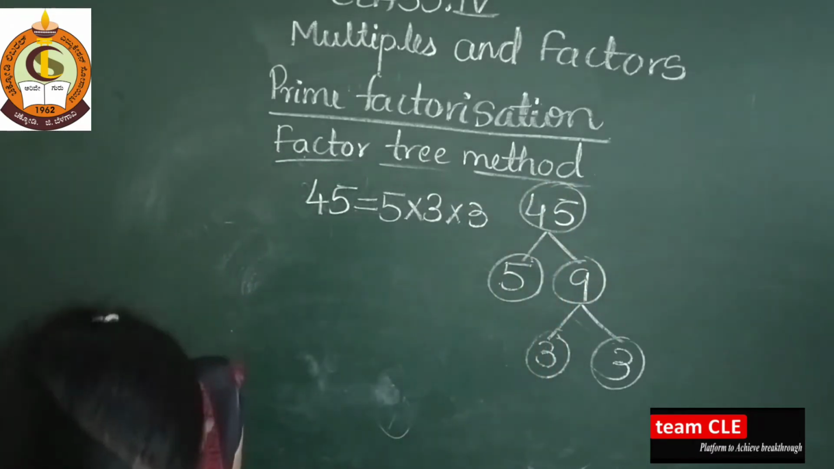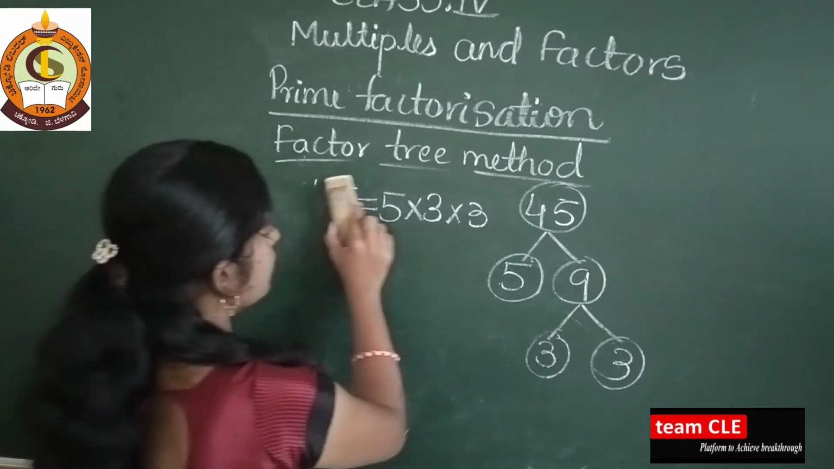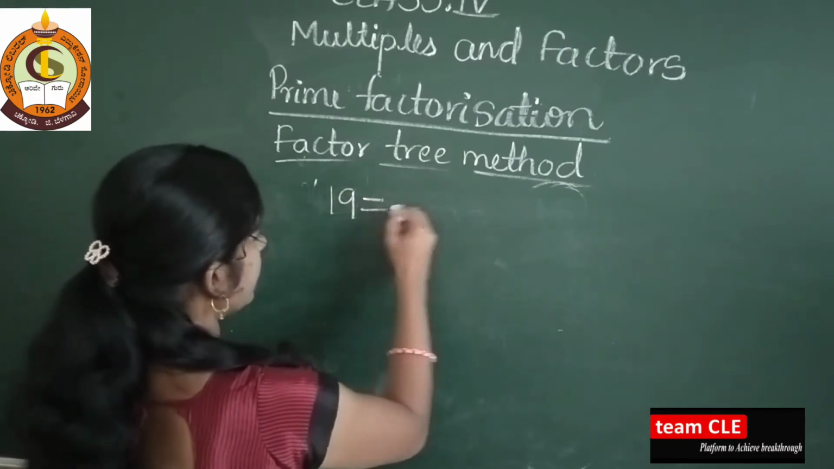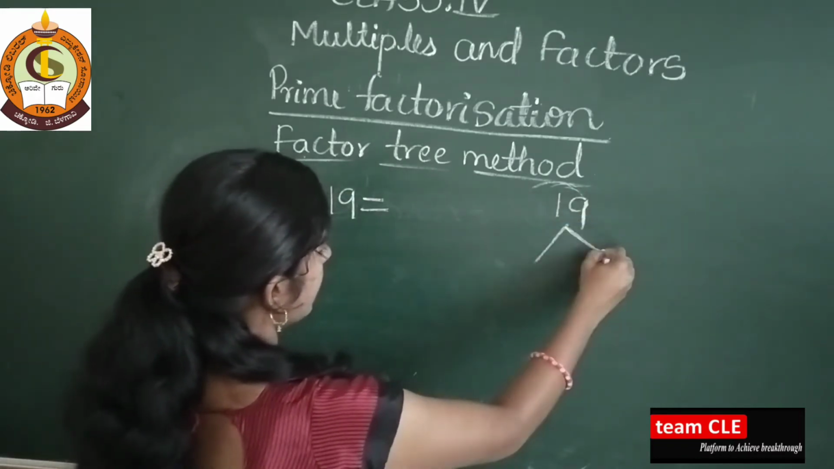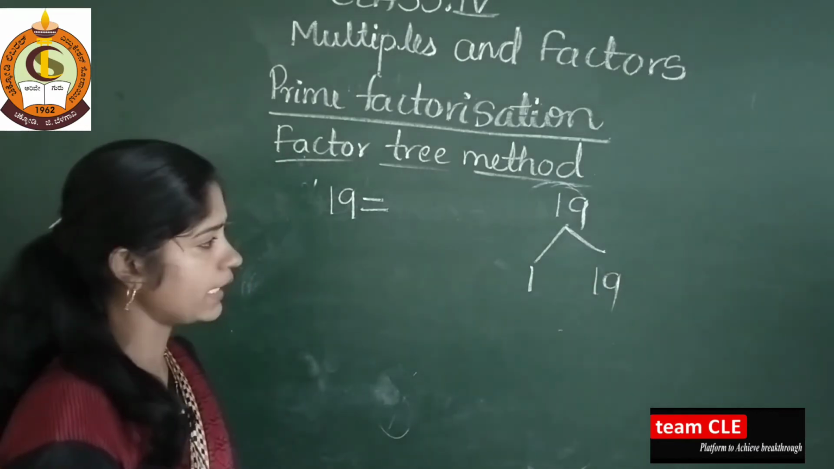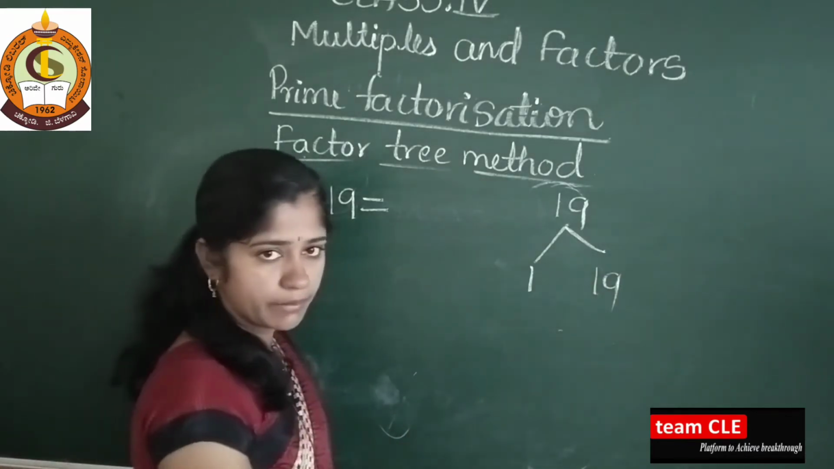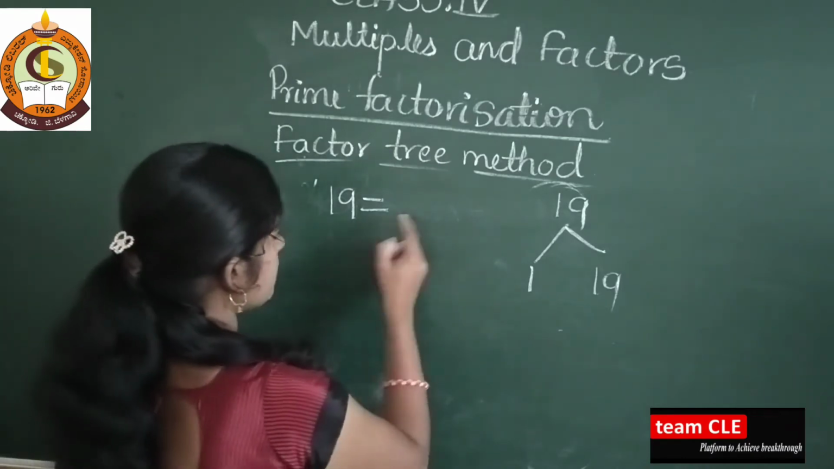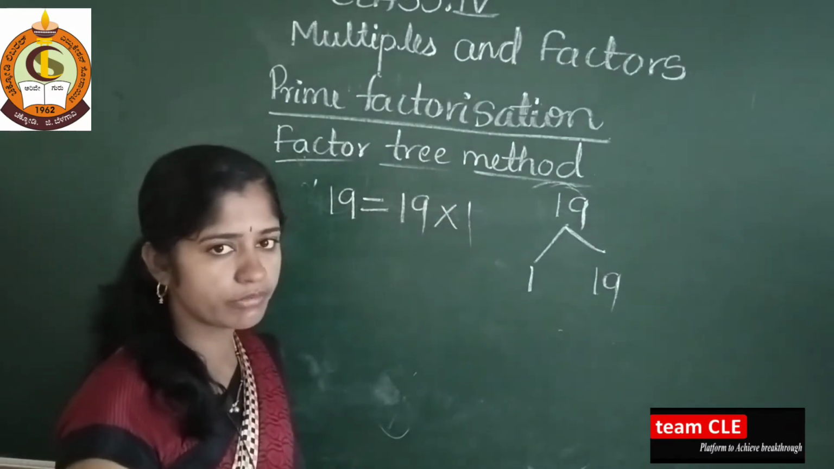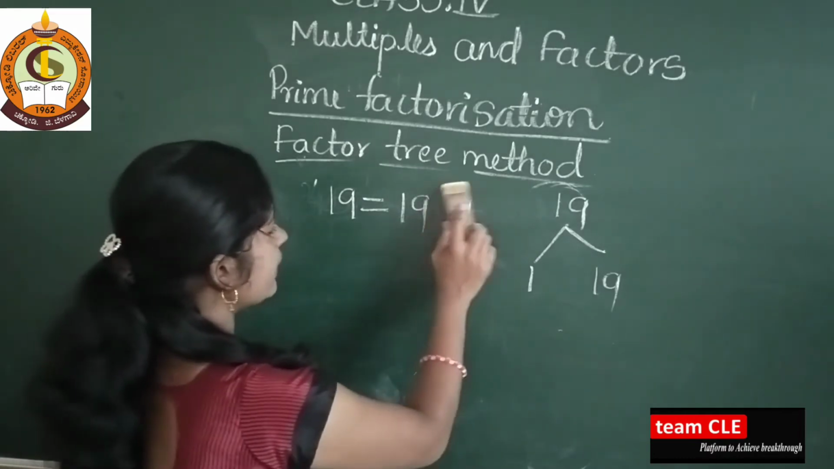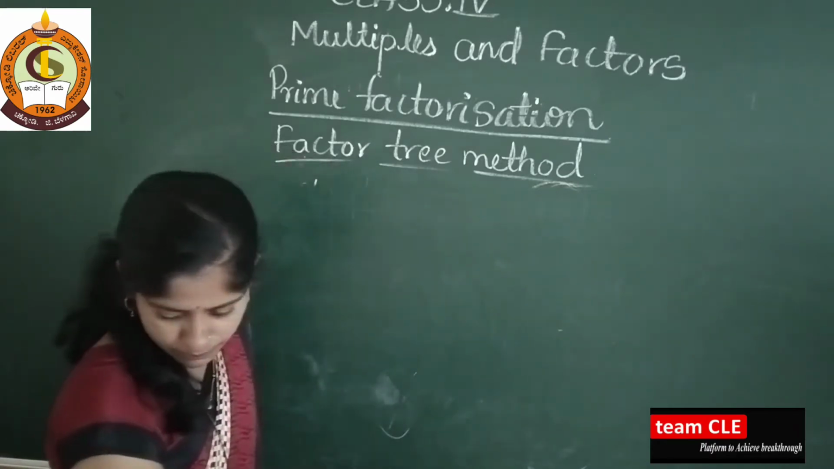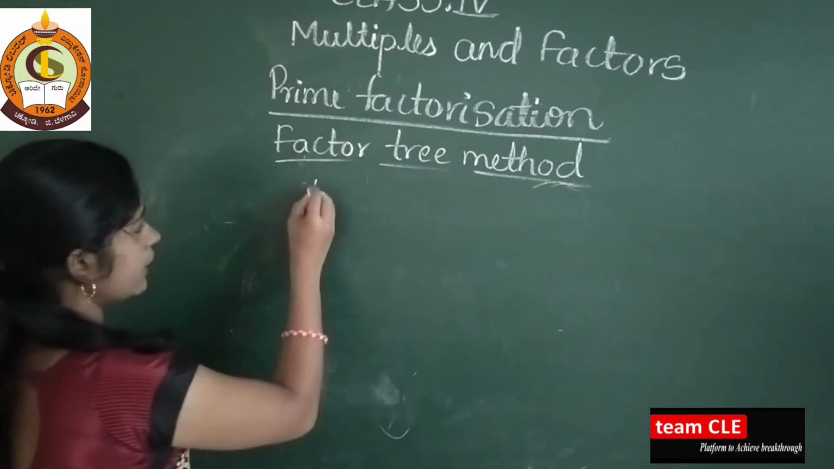Okay, next I will take one more example. I will take here 19. Yes, 19 is there in 1 19s are 19. 1 is neither prime nor composite. So its factor is 19. You can write here 19 ones are 19 or 1 19s are 19. You can write here only 19. Next I will take one more example, and that is 72.